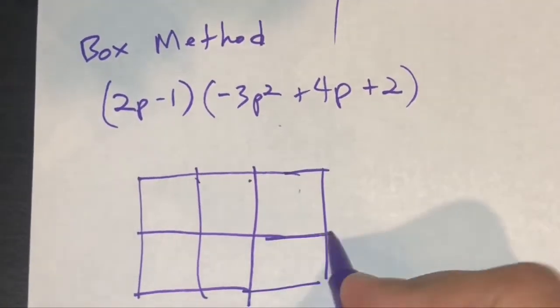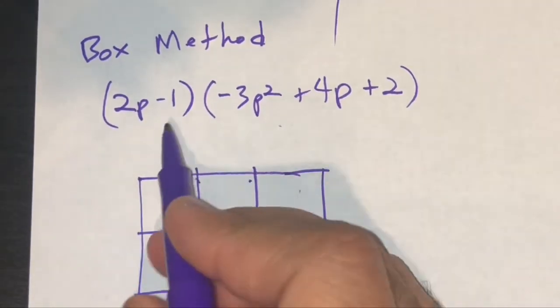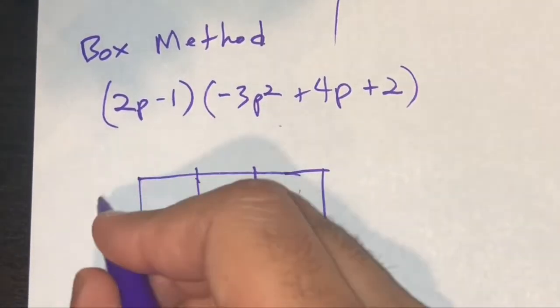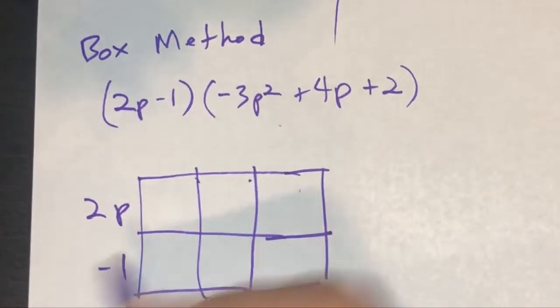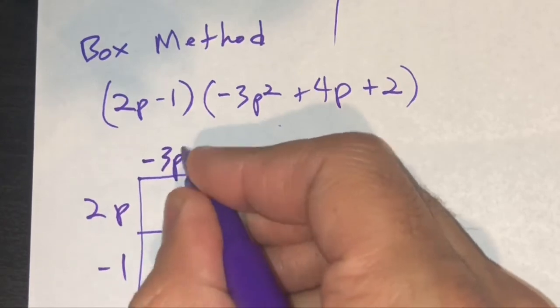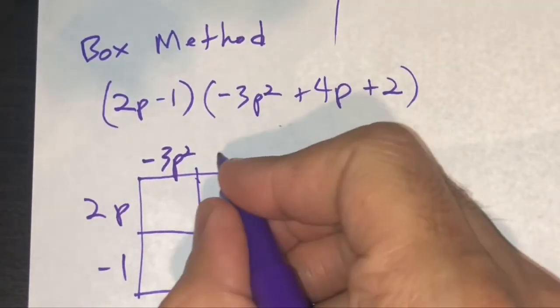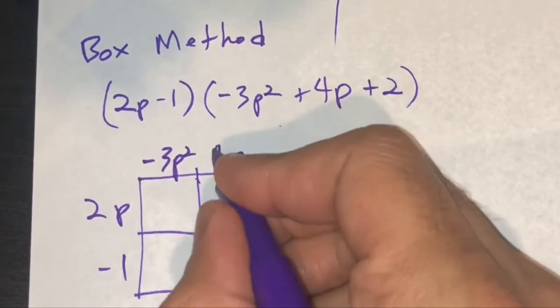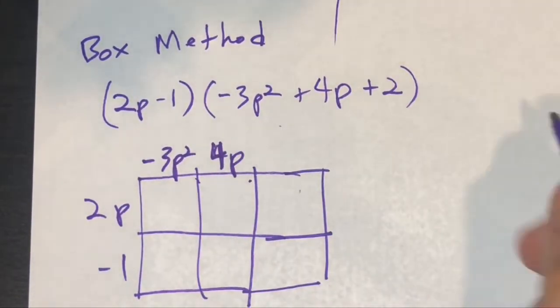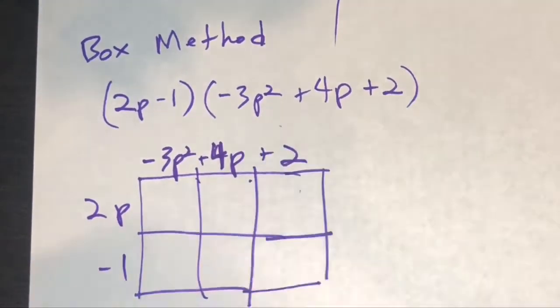And I did not draw this box very well. But basically just draw a rectangle or square, divide it up into even looking boxes, okay? So what I'm going to do now is write 2p minus 1 on that side. And then on the other one, I'm going to write 3p squared. I'm being very careful to separate my parts of this trinomial, okay? 4p and then 2, plus.